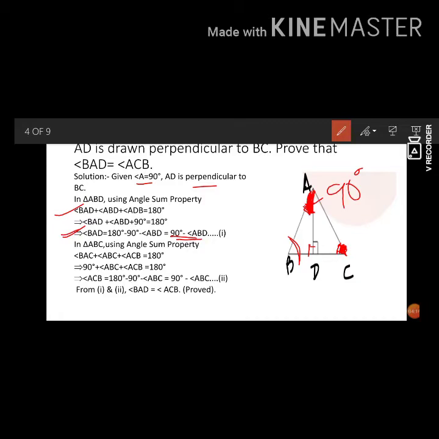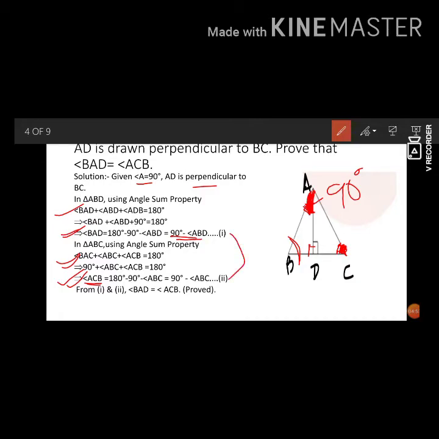Now we will consider the triangle ABC. And using the angle sum property, we can say that angle A plus angle B plus angle C is equal to 180 degrees. So we will write angle BAC plus angle ABC plus angle ACB is equal to 180 degrees. Substituting the values and subjecting angle ACB, we will get 180 degrees minus 90 degrees. 90 degrees is our angle A, minus angle ABC. So we will get 90 degrees minus angle ABC.